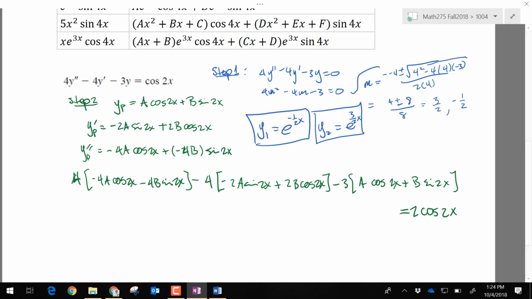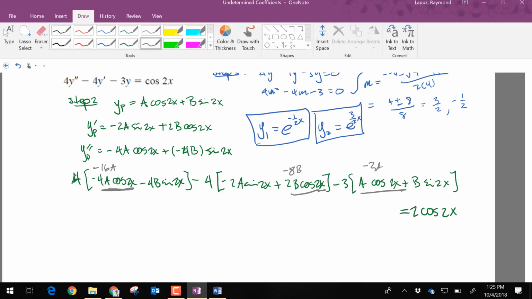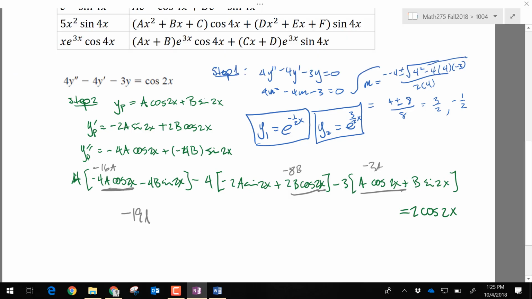And so let's see if we can collect all the sines and cosines together, because it looks like that's going to be the way to go. I'm going to single underline the cosines and see if I can match the coefficients here. So I have a negative 16a for this cosine. For this cosine, I have a negative 8b. And then for this cosine, I have a negative 3a. So negative 16, negative 3, negative 19a. Negative 19a times cosine of 2x.